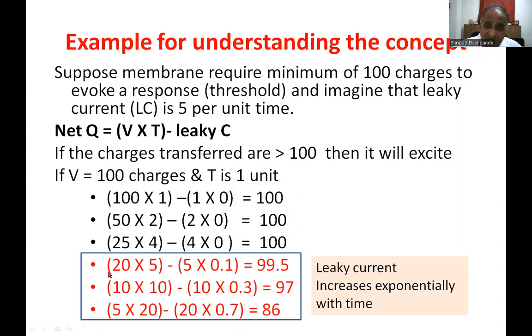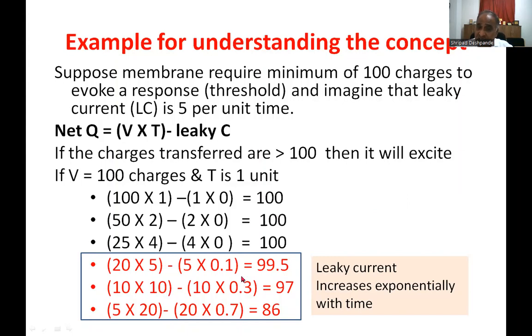Now what happened in case of a 20 into 5? The leaky current is 0.1, and it is 5 times the 0.1, so it would produce 99.5. Here I am drawing a line because it is much below the critical level of 100 charges, and this 100 charges is not reaching the threshold. It will not excite.